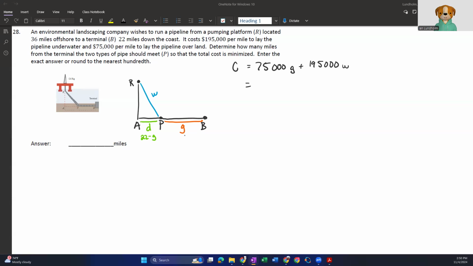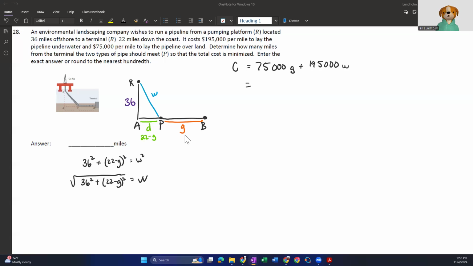What we did in class is we came up with a description for W, since one of the sides of this right triangle is 22 minus G, and the other side of this triangle would be 36. Setting up the Pythagorean theorem would look like 36 squared plus 22 minus G squared equals W squared. This is an equation that can get us to solve for W. We could take the square root of both sides and get the square root of 36 squared plus 22 minus G squared is equal to W.